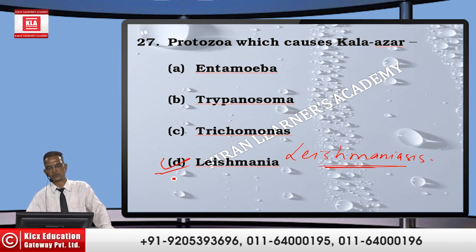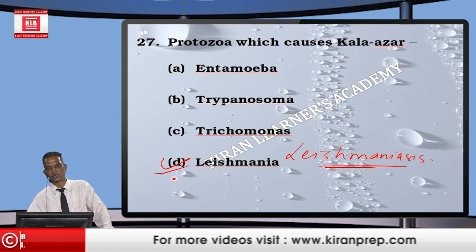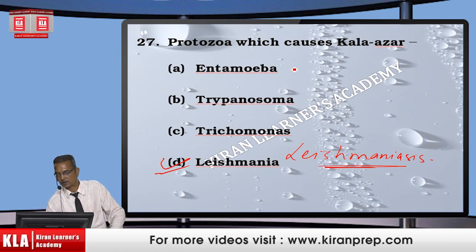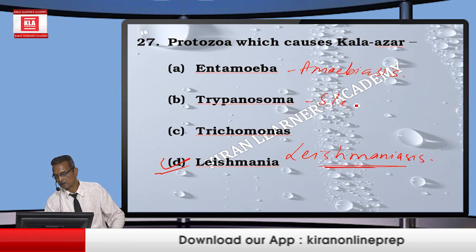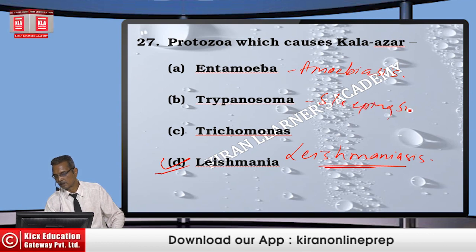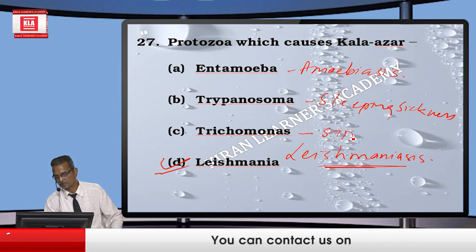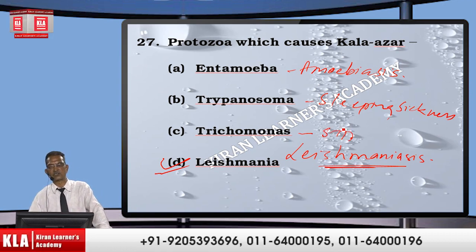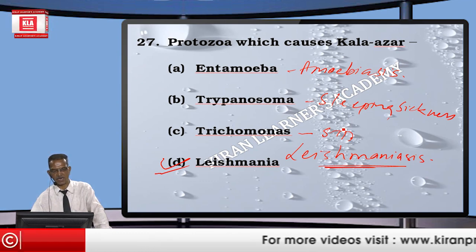Entamoeba histolytica causes amoebiasis. Trypanosoma causes sleeping sickness. And Trichomonas is a disease, an STD, that is a sexually transmitted disease, a type of disease associated with the sexual organs actually. So, Kala Azar is leishmaniasis.